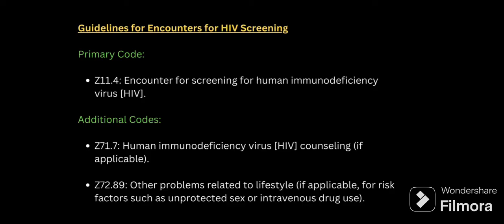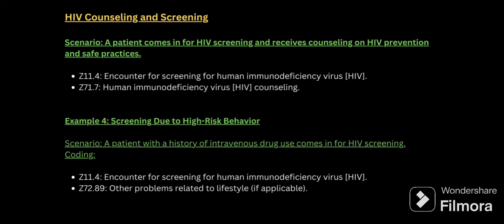code will be Z11.4, and the second code, if the patient is taking HIV-related counseling, should be for HIV counseling, Z71.7. Third, if there are any lifestyle-related problems, that should be coded third. And for HIV counseling and screening, the code is Z11.4. First is for encounter for screening, and second you are coding for counseling, that is Z71.7.